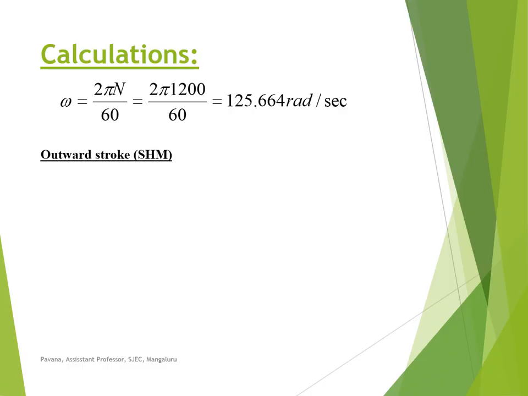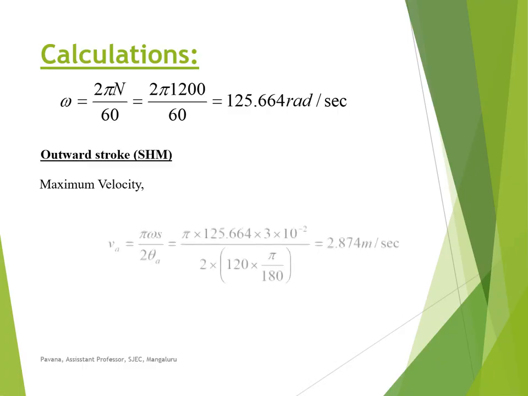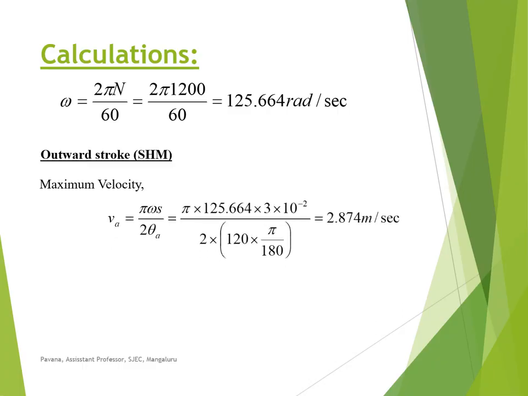Outward movement, SHM, and velocity. What are the formulas we have? First we will calculate the maximum velocity. See that chart. In that chart the formula is VA is equal to pi omega S by 2 theta A. Omega we have calculated here. S is the displacement, the stroke length, the height it is moving, divided by 2 into theta A. Theta A is the angle, the duration at which this movement takes place. The first part was the outward movement going upwards, it was 120 degree, so that is theta here. Substitute all the values.